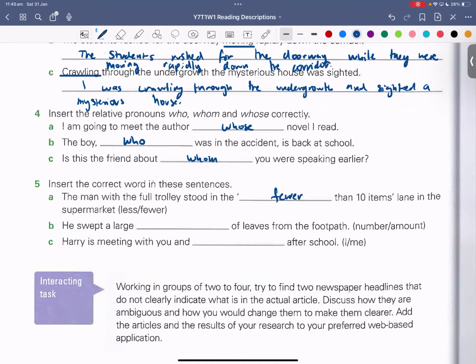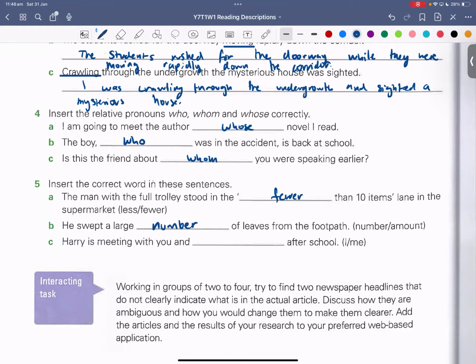He swept a large number or amount of leaves from the footpath. Can we count leaves? Yeah, we can count leaves. It's tedious. It's a lot of work, but we can still count leaves, right? So he swept a large number of leaves. Amount is for when you can't count.